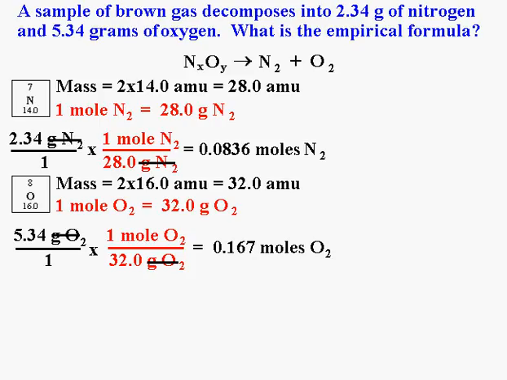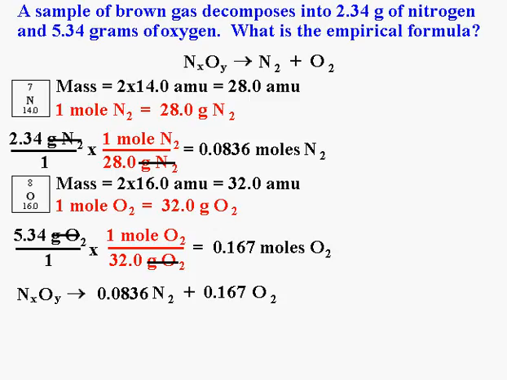Now, these numbers aren't nearly as nice as what turned out in the last example, are they? In the last example, we made 1 mole of carbon and 2 moles of hydrogen. Here we're making 0.0836 moles of nitrogen and 0.167 moles of oxygen. Okay, those numbers aren't very nice, but we'll toss them into the chemical equation anyway. The chemical equation won't be realistic yet, but we'll do something about that in a minute. So the chemical equation is NXOY decomposes into 0.0836 moles of N2 and 0.167 moles of O2.